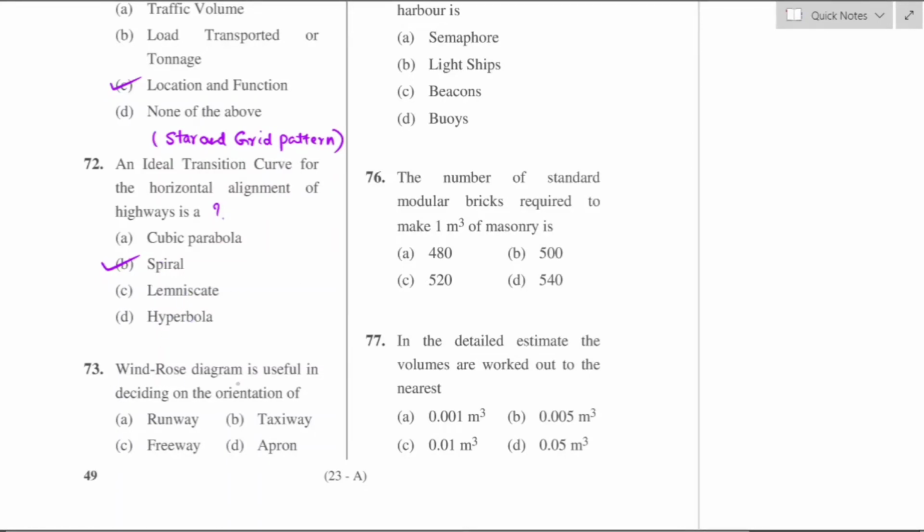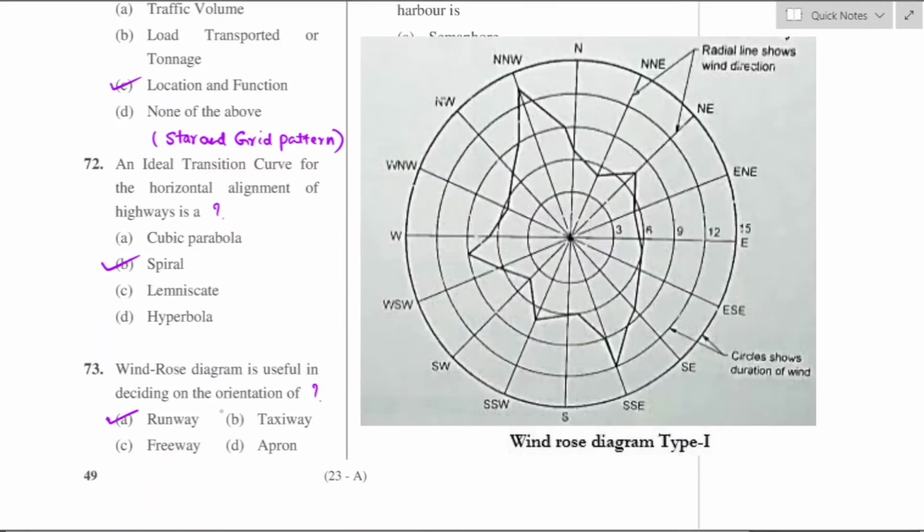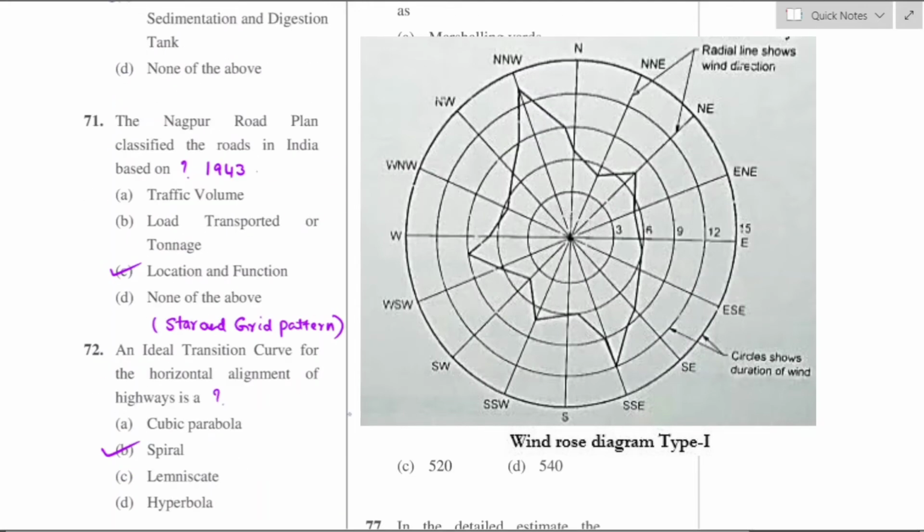Question number 73. Windrose diagram is useful in deciding the orientation of a runway. Option A is the right answer because these diagrams help to summarize the information about the wind at a particular location over a particular time period. In the following picture, you can observe the windrose diagram, which is used for deciding the orientation of a runway.